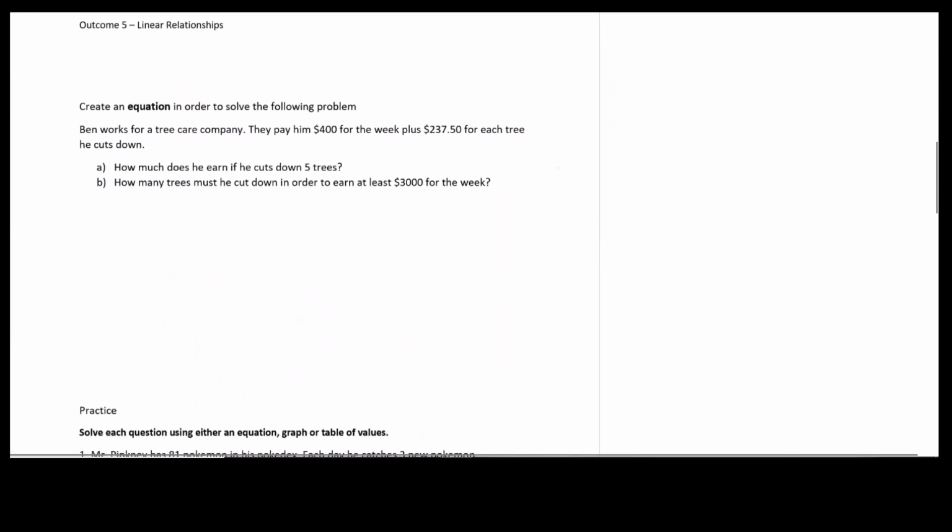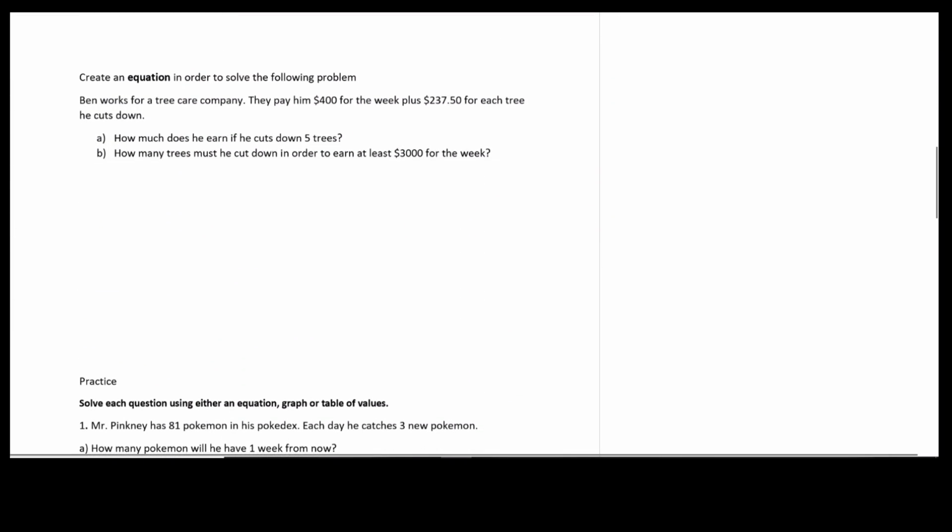And finally, the equation. Create an equation in order to solve the following problem. Ben works for a tree care company. They pay him $400 for the week plus $237.50 for every tree he cuts down. So here's an example where trying to graph this one would be quite a pain with that rate of change there. So again, identifying which one's the rate of change.